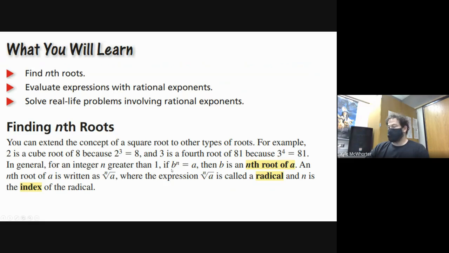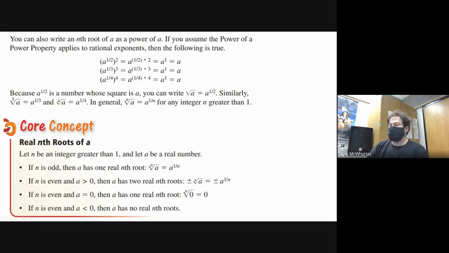So in general, for any n greater than 1, if b to the n equals a, then b is an nth root of a, because you raise b to the nth power to get a, so b is the nth root. And it's probably easier to see a bunch of concrete examples first, like 2 to the third power is 8, so 2 is a cube root of 8.